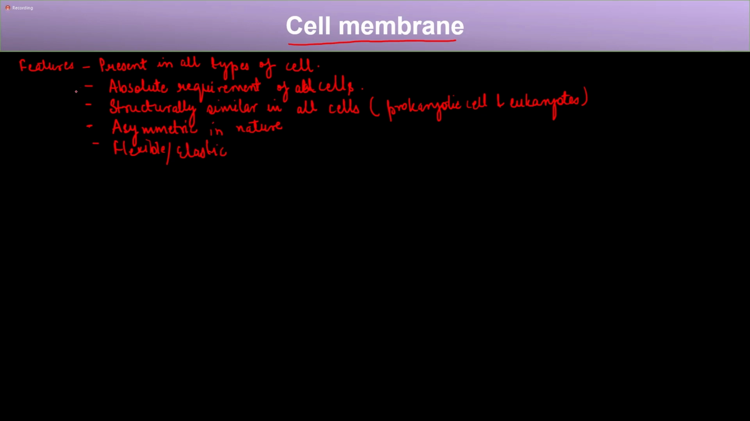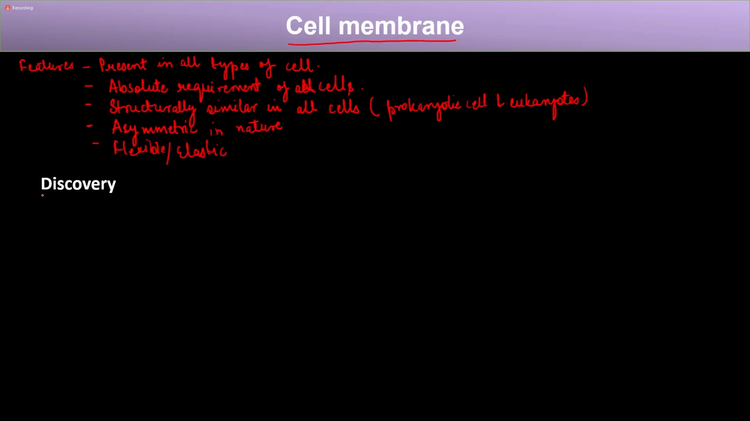So the typical features of a cell membrane are that it is present in all types of cells because it is an absolute requirement of all cells. Irrespective of whether a cell is prokaryotic or eukaryotic, it is present and structurally similar in all cells. And these cell membranes are flexible or elastic in nature.